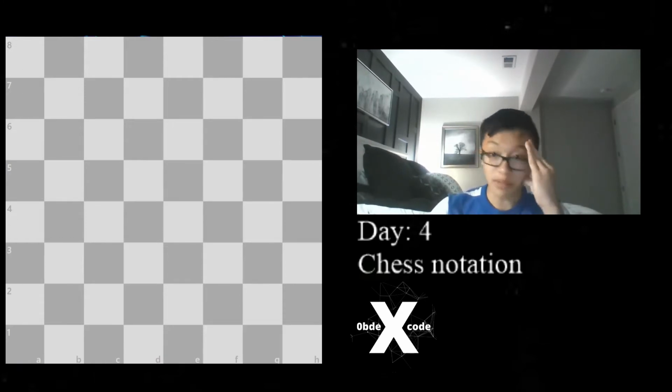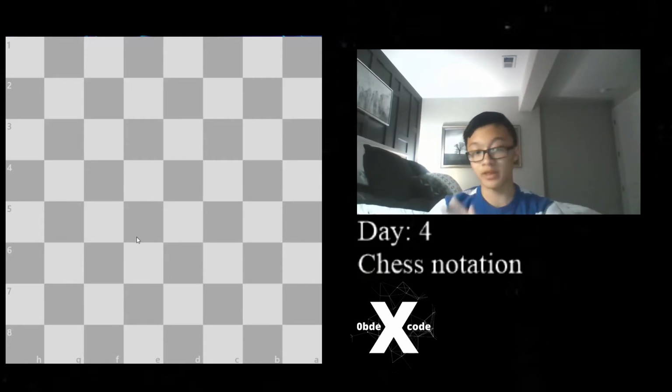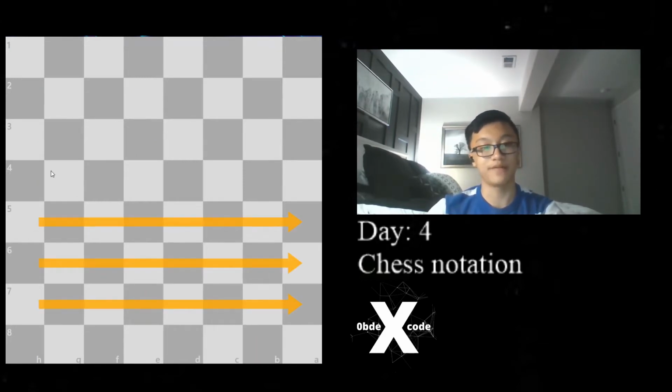Now, what happens if I flip the board? Because this is very interesting. Now we're looking at Black's perspective. So everything is reversed. This is no longer A, B, C, D. This is now H, G, F, E. This is no longer 1, 2, 3, 4. This is now 8, 7, 6, 5, 4.